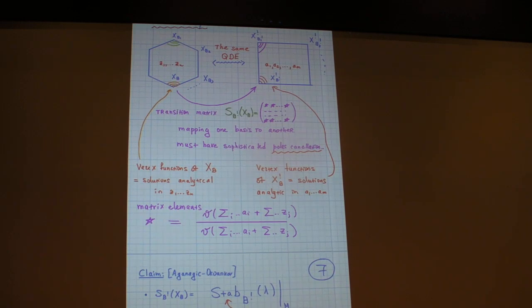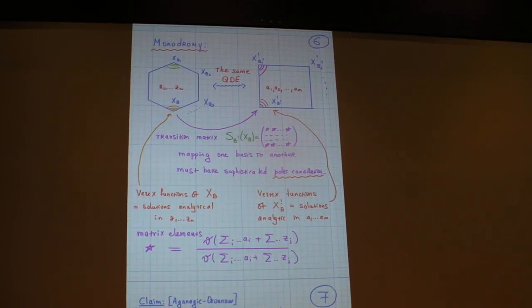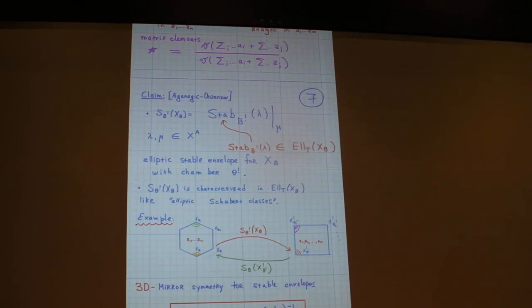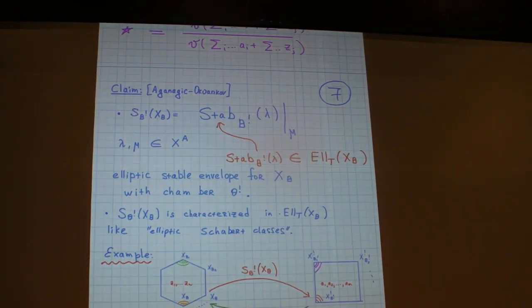Well, the interesting thing is that this transition matrix is something which has a meaning in geometry. This is what is called the elliptic stable envelope. This is a theorem. Well, I wrote it as a claim because some part of it is like a philosophy, but I'm not sure all the details here are proved or not.